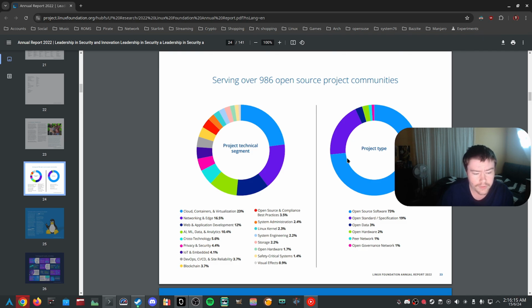It seems like a lot of it has to do with cloud containers and virtualization, which is perfectly fine, that's a good thing. Same with networking and edge. But we are trying to talk about the Linux desktop here, where we need help with funding these types of projects, the desktop environments that we use on Linux, and where they just don't get enough funding.